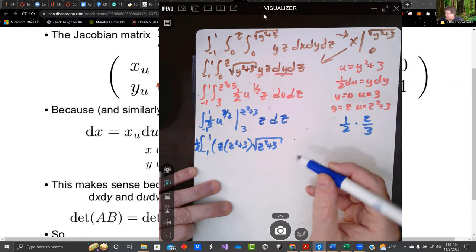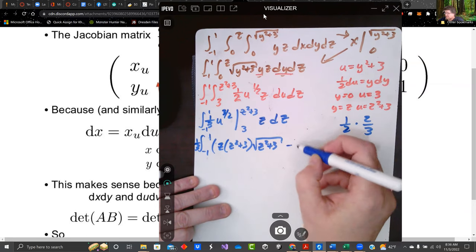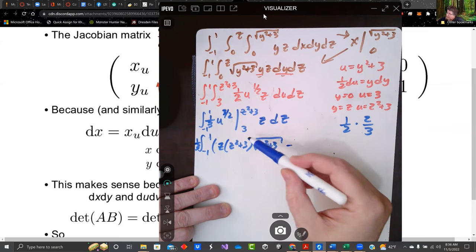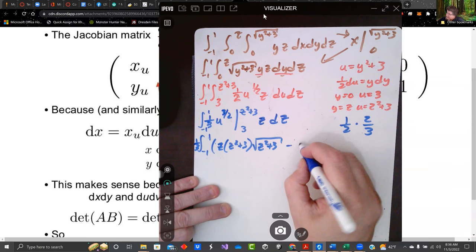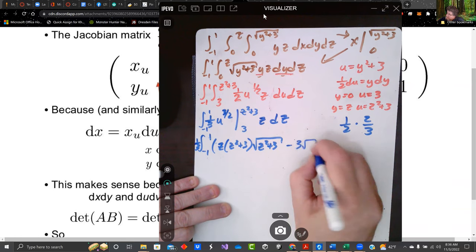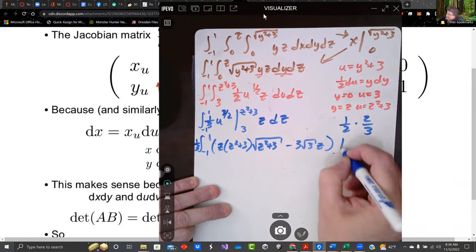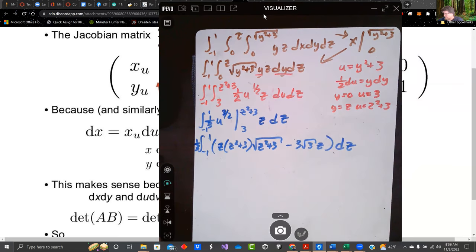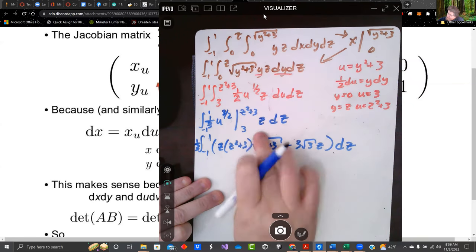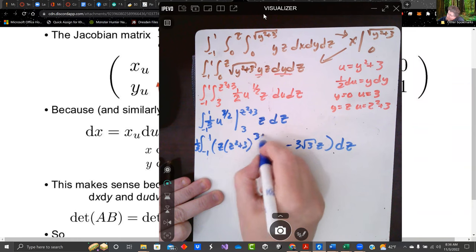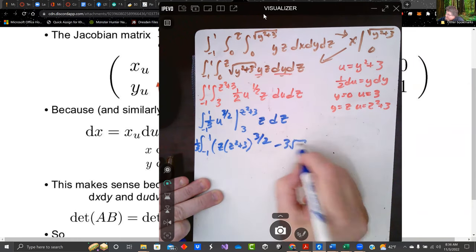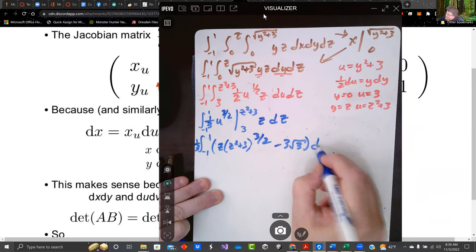And then I've got minus. Let's see. I plug in 3, I got 3 root 3 z. Am I good right there? I think I'm going to leave that as z squared to the 3/2. I don't see why I'm doing what I did. It's not productive.